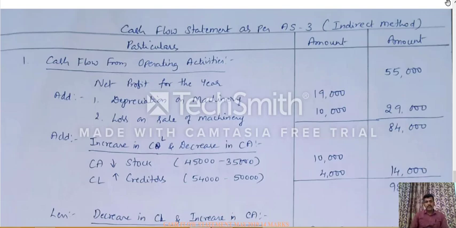Now let's move on to the preparation of cash flow statement as per Accounting Standard 3 under the indirect method. Here the first part of the cash flow statement is for recording of cash flow from operating activities. As usual, it starts from the net profit for the year. It is 55,000, which should be recorded in the outer column.